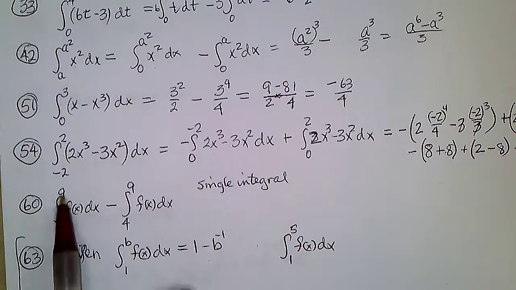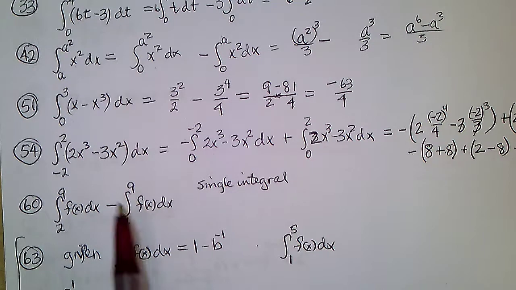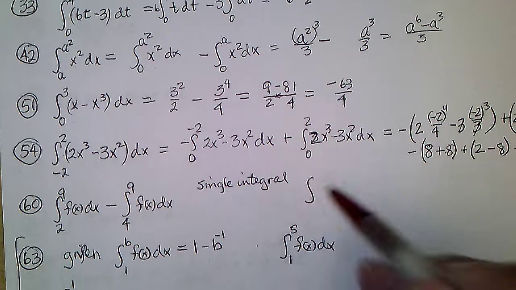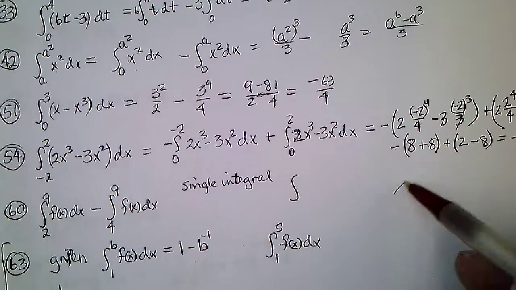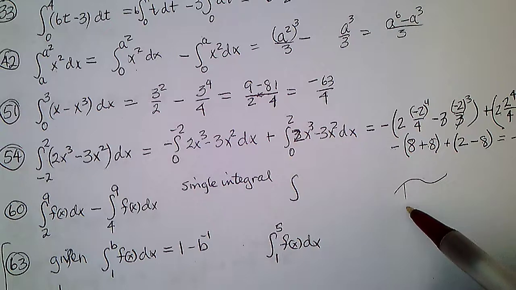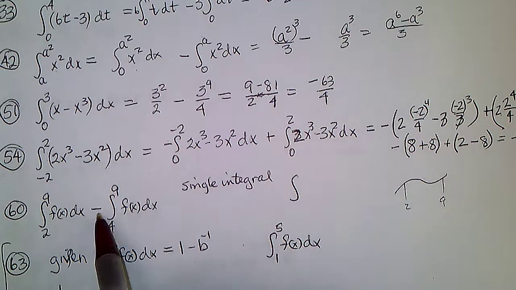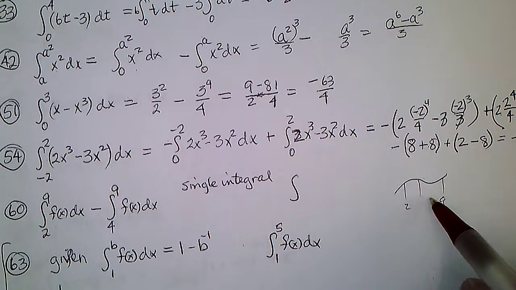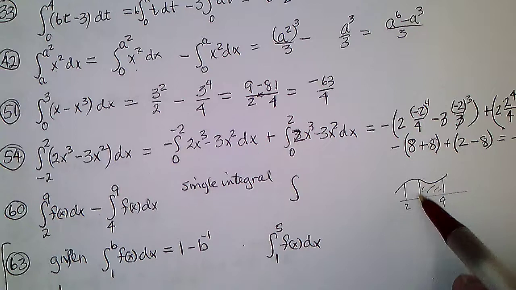So this says the area from 2 to 9 of this minus the area from 4 to 9 would be what would be left to be the area from 2 to 4. If we have the area from 2 to 9, whatever this curve looks like, minus the area from 4 to 9, so we take that off of that, we'd have the area from 2 to 4.